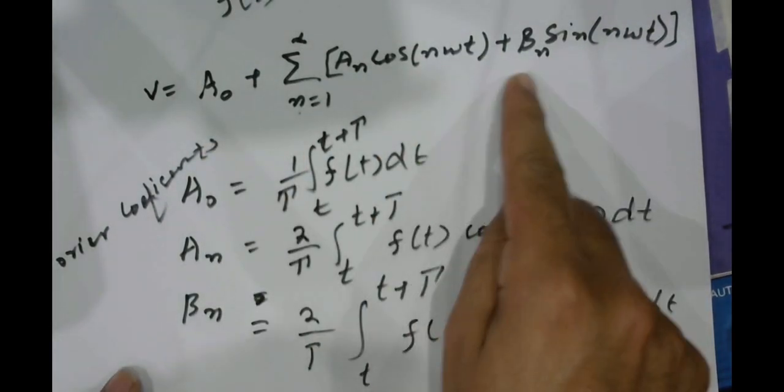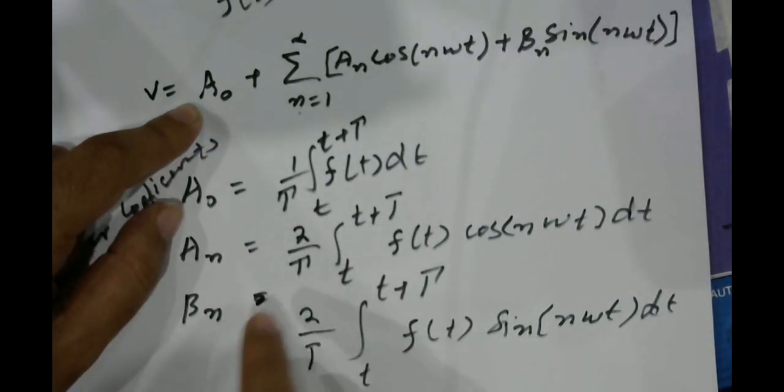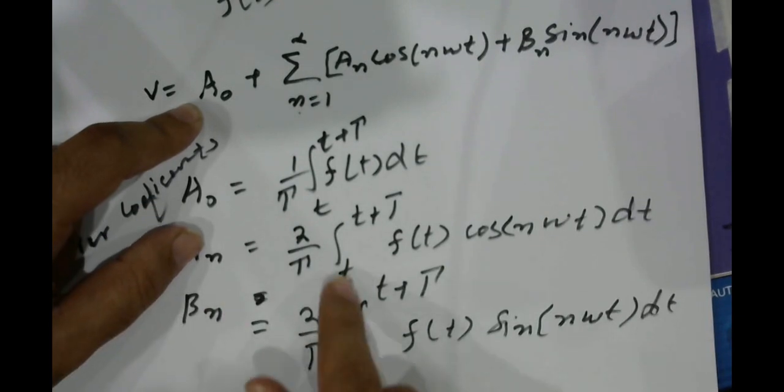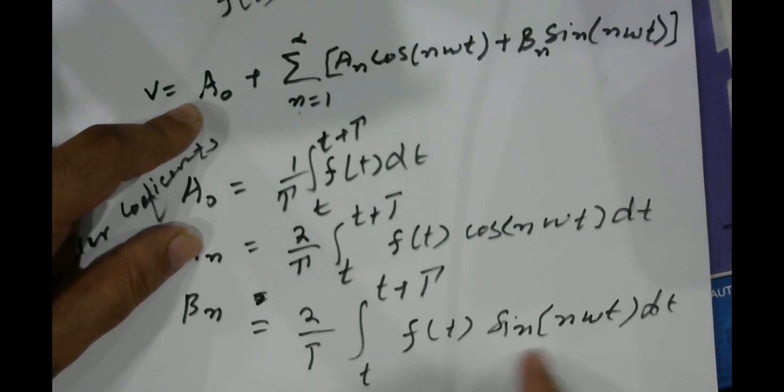So this is the complete Fourier series. These coefficients you can find this way. a naught is just the average value. a n will be equal to 2 by T integral of f of t cos n omega naught t dt, and b n will be this thing.